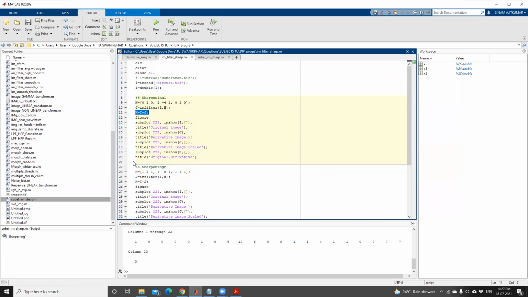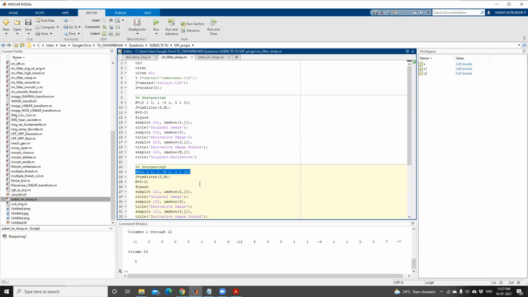The same thing is done here for sharpening 2. I have the same thing, the only difference is that instead of 0, 1, 0, it is 1, 1, 1. Then instead of 1, -4, 1, I have 1, -8, 1. And instead of again 0, 1, 0, I have triple 1. This is the diagonal version, so another j will come up. When you subtract, k equals I minus j, I get a modified version.